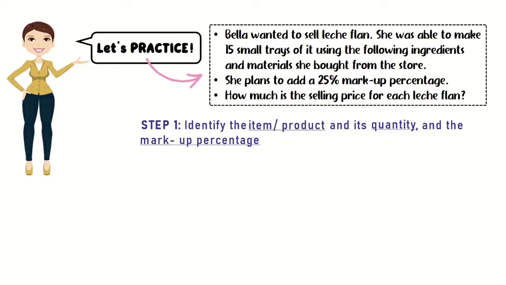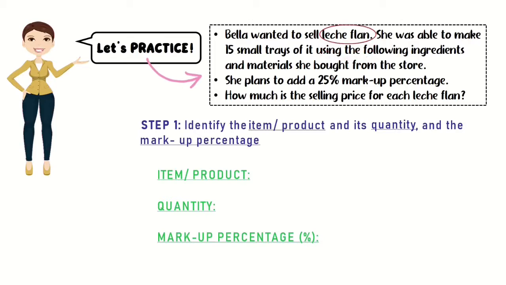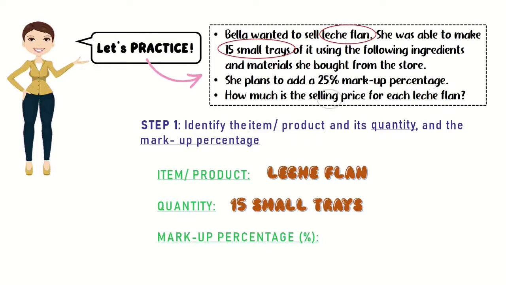First step is we have to identify the item or the product, the quantity, and the markup percentage. So what is the product that Bella is selling? Leche flan. How many leche flans was she able to make? 15 small trays. And she is planning to add a 25% markup percentage. We are now done with step number 1.